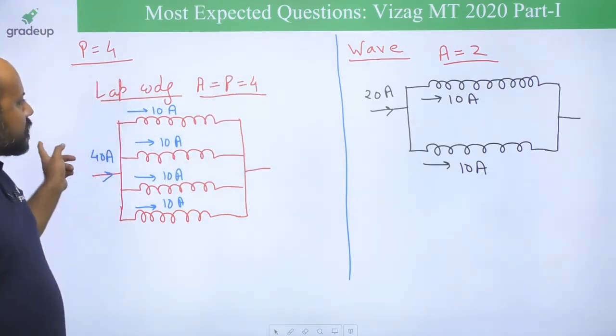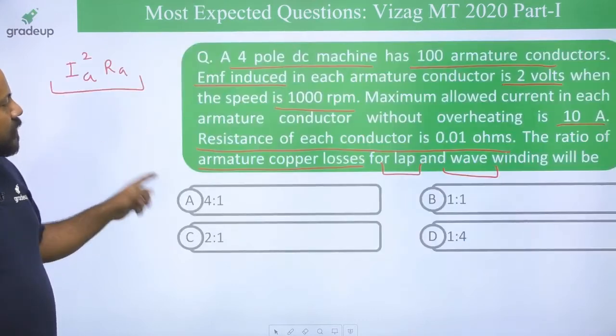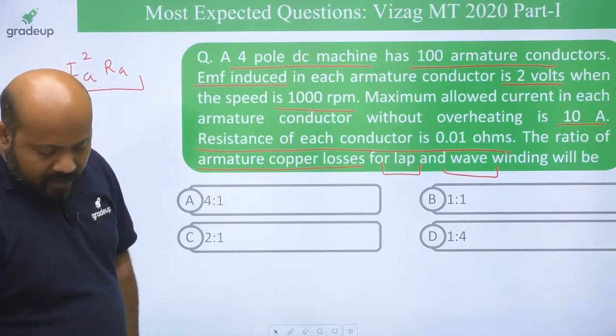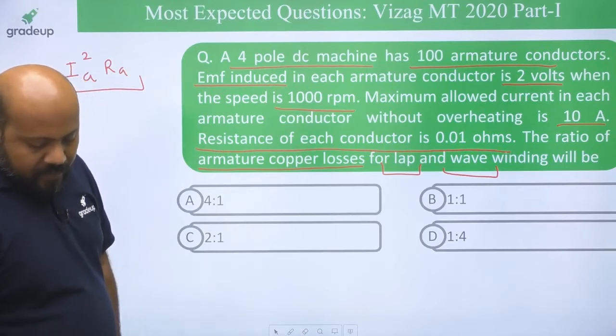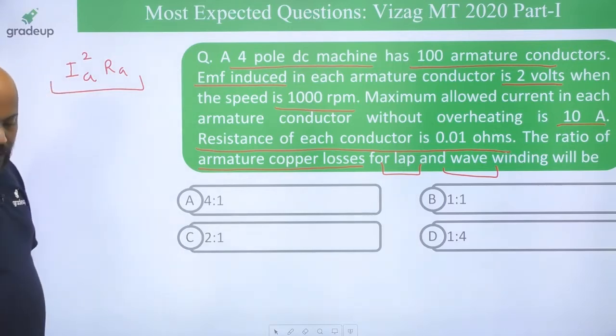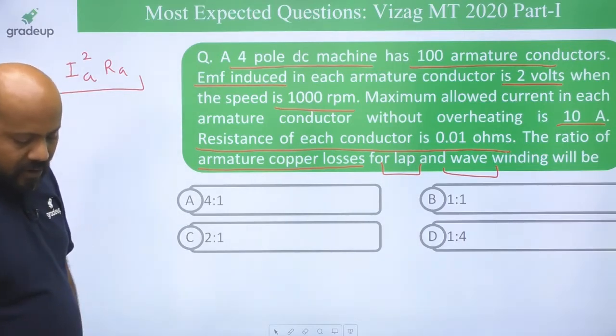Can you find the ratio? Tell me yes or no, all the candidates who are joining me. Just quickly tell me. Suraj, 1:4 is not the correct answer.